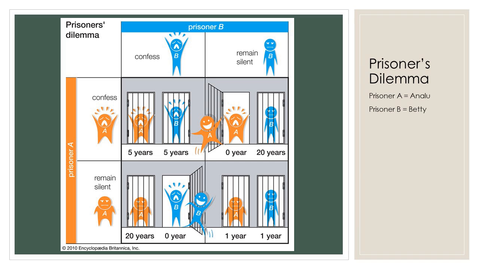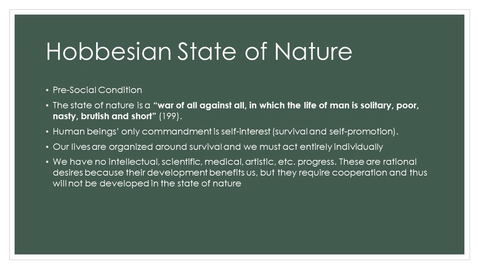What are the implications of the prisoner's dilemma? It illustrates how cooperation works or fails to work in the state of nature. So let's revisit the state of nature and then take a closer look at Hobbes's argument for moral cooperation. According to Hobbes and Schaeffer-Landau, the state of nature is a, quote, war of all against all, in which the life of man is solitary, poor, nasty, brutish, and short, end quote. And that's from page 199 of the Schaeffer-Landau reading.